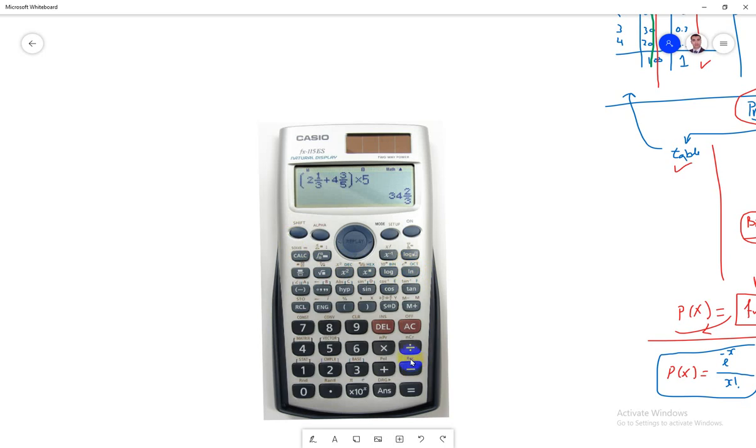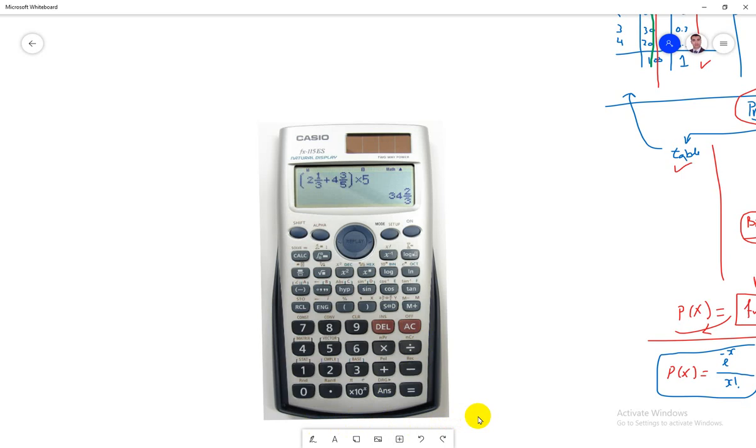In addition, we need to use nCr, the combinations. Shift and the division sign will give you nCr. I need that in the binomial distribution. For the Poisson, I need e, shift ln. For the binomial, I need shift and the division sign to get nCr, or n combinations r, or n choose r. I think you covered that before in discrete mathematics, but in general you have to know how to use it in the case of the binomial distribution.